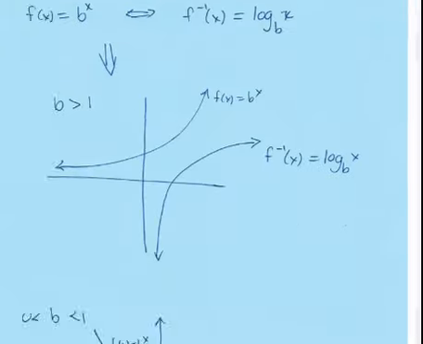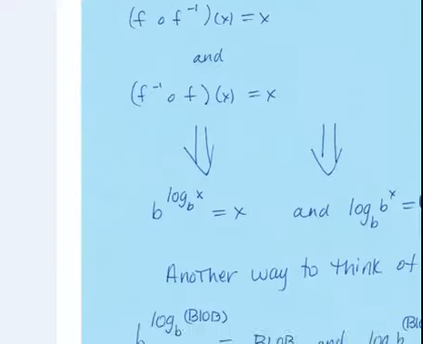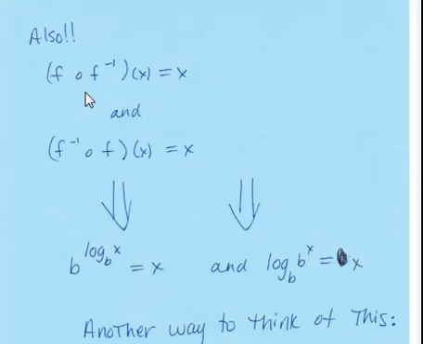All right, what other properties do the inverses have? Well, we know that if you compose a function and its inverse, then you get back what you started with. So f composed with f inverse of x equals x, and f inverse composed with f of x also gives x. So what does this mean? Well, this means if I compose f with its inverse, I get b to the log base b of x, which I know gives x.